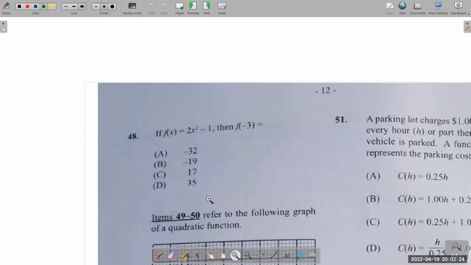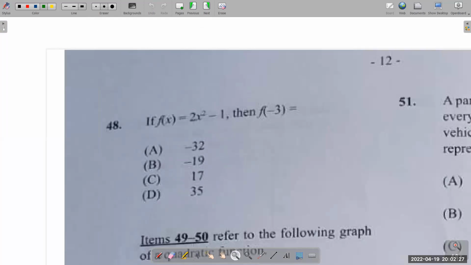This question has come before. We did this question a lot. Functions always give you some instructions, and this is the instruction. Anytime they give you a value for x, you replace that x with that value. So if they ask us to find f of -3, everywhere we see x, we're going to put -3. So in this case, what do we substitute x for? -3. So we write our equation. It's going to be 2 times (-3) squared minus 1.